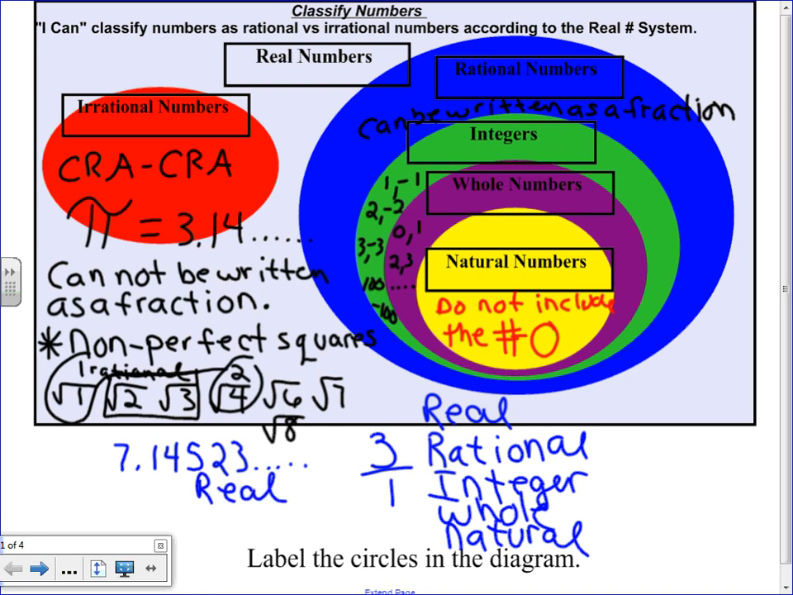Is it rational or irrational? To answer this question, you're asking yourself, can it be written as a fraction? No, I cannot write it as a fraction. This repeating part right here tells me that I cannot. Therefore, it is irrational. If a number is irrational, then it does not fall into any other category. So we are done with that.